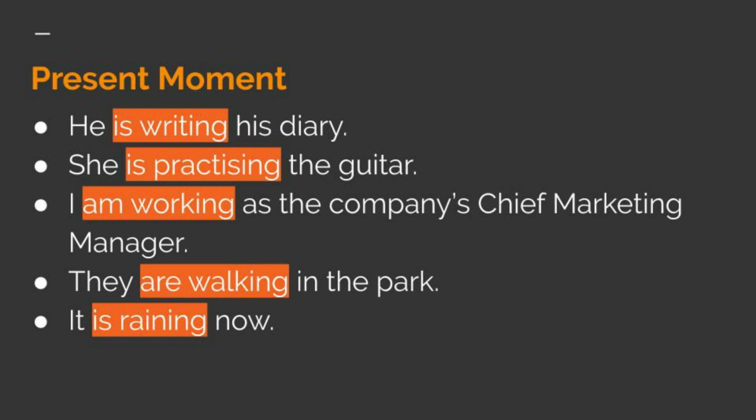Here you can see they are walking. The helping verb is are. It's not is here. Why? Because they means a group. It's not one, singular. He, she, it is singular, so they take the verb is, which is singular. Now they, we, you take the verb are, the helping verb are, in present continuous forms.